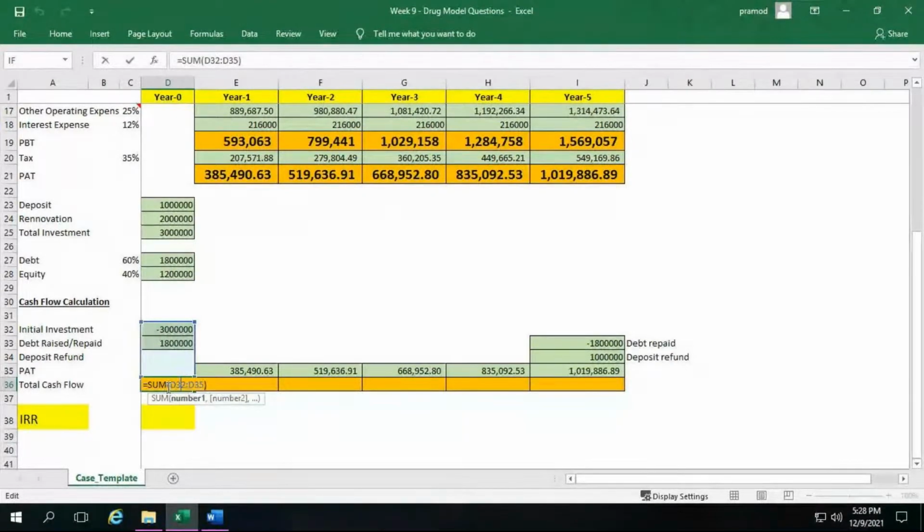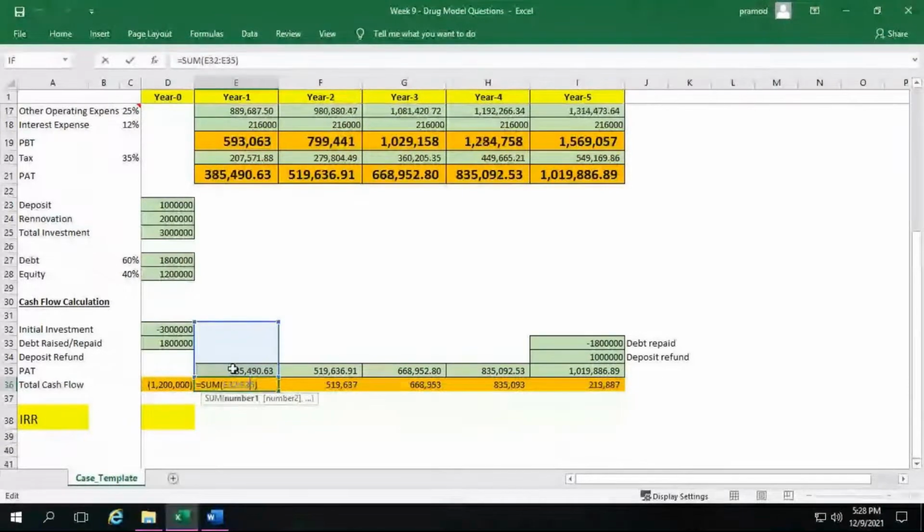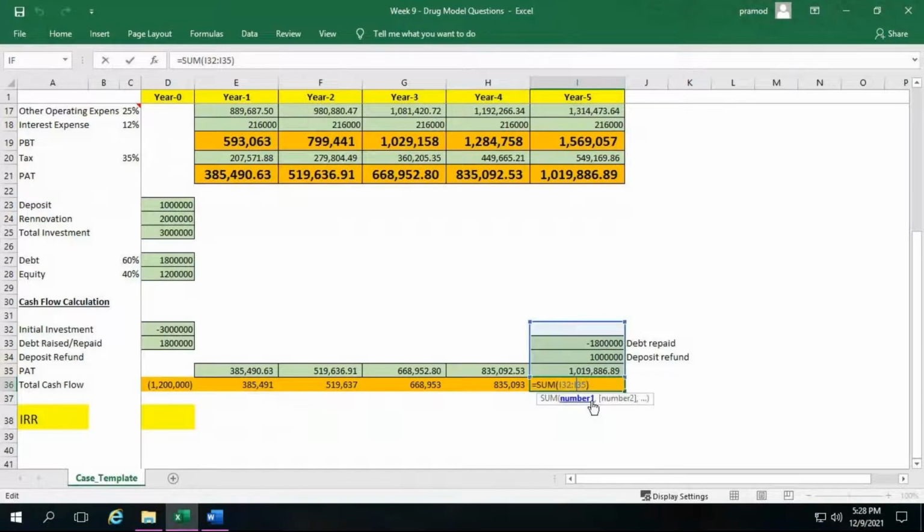So just drag. That's it. From here you drag. It is taking the sum of this total. Same thing it will take. So here I have not given the initial part of things. At the end I have given the minus part. So automatically it takes the sum of all together and it gives you the total cash flow. So at the end my cash flow will be 2,19,887 rupees every year. This is the cash flow for me.